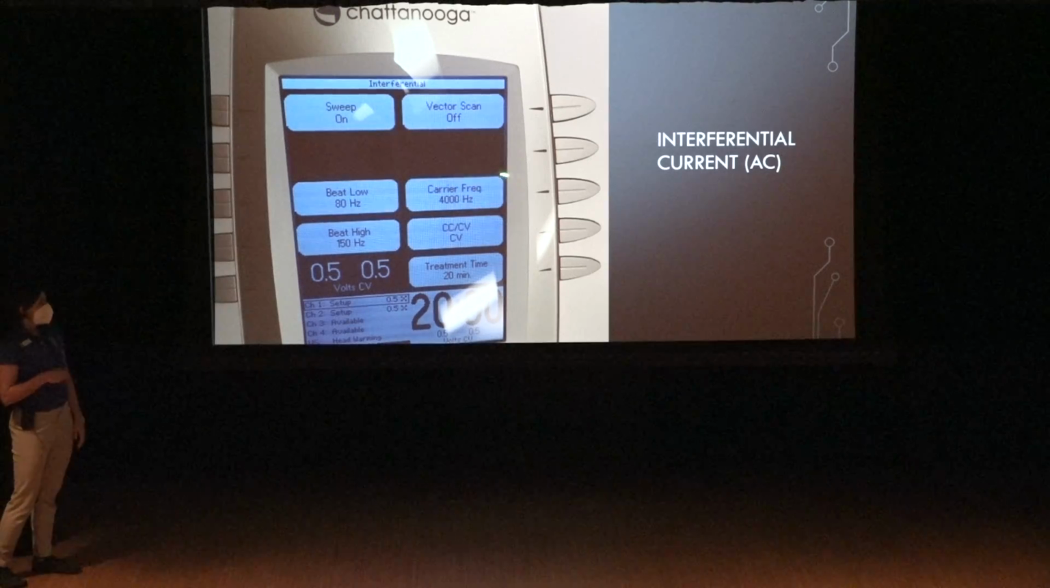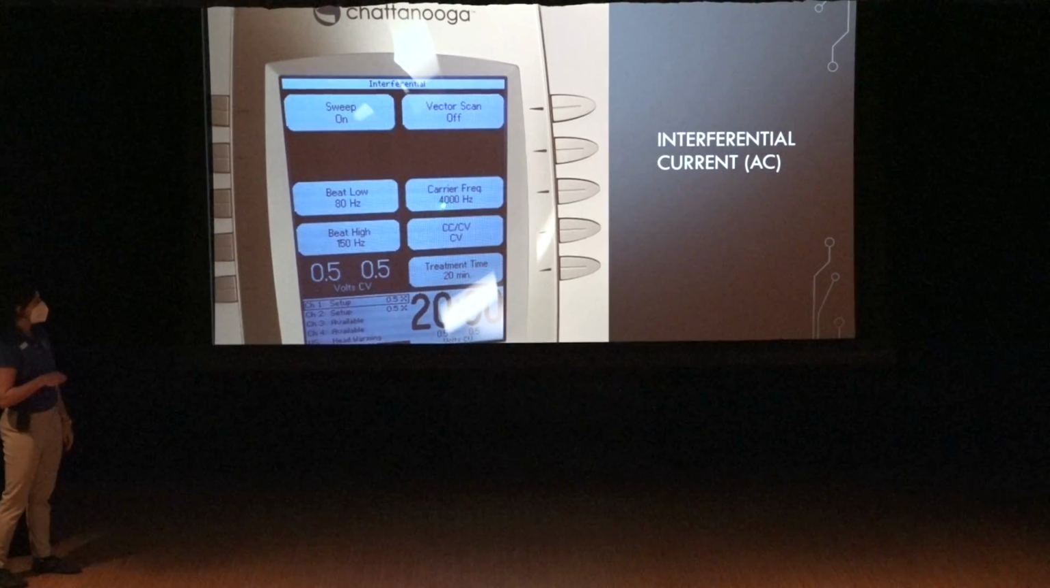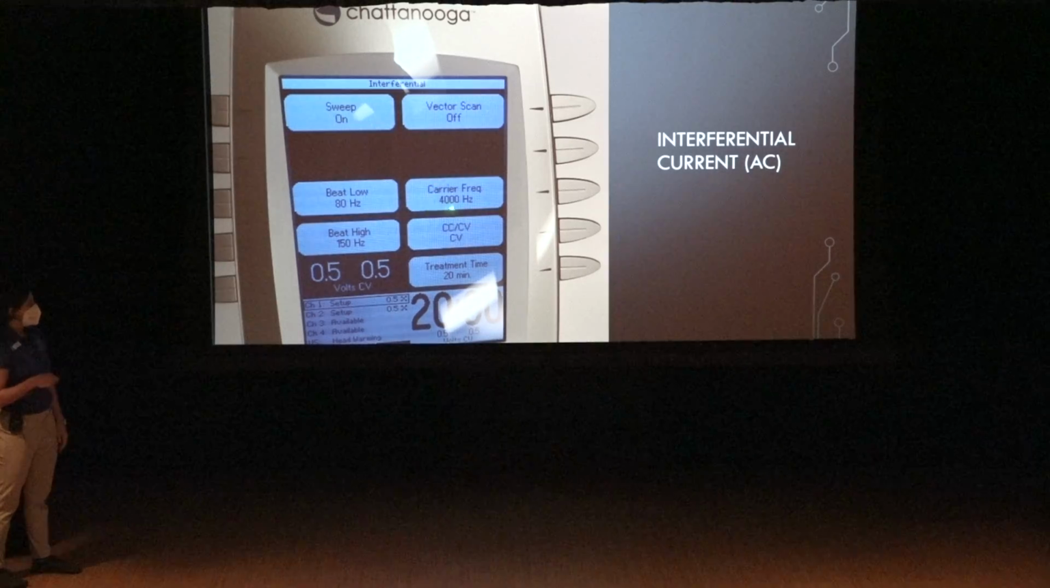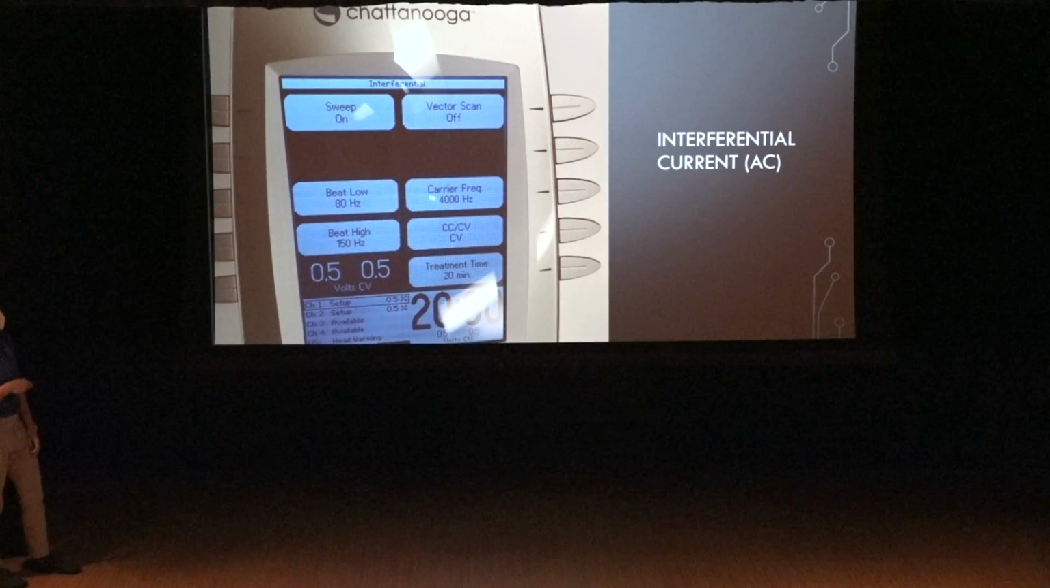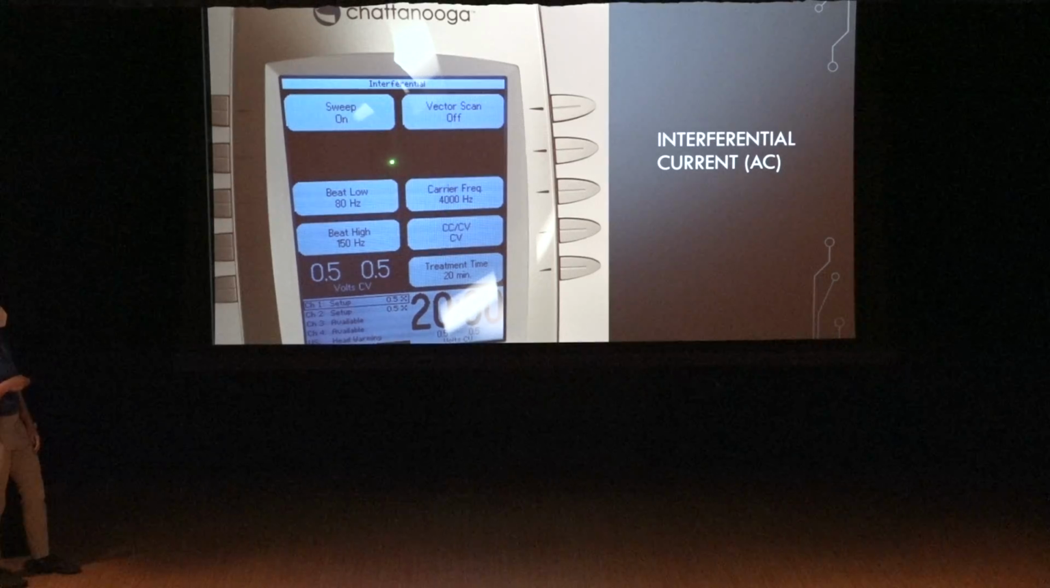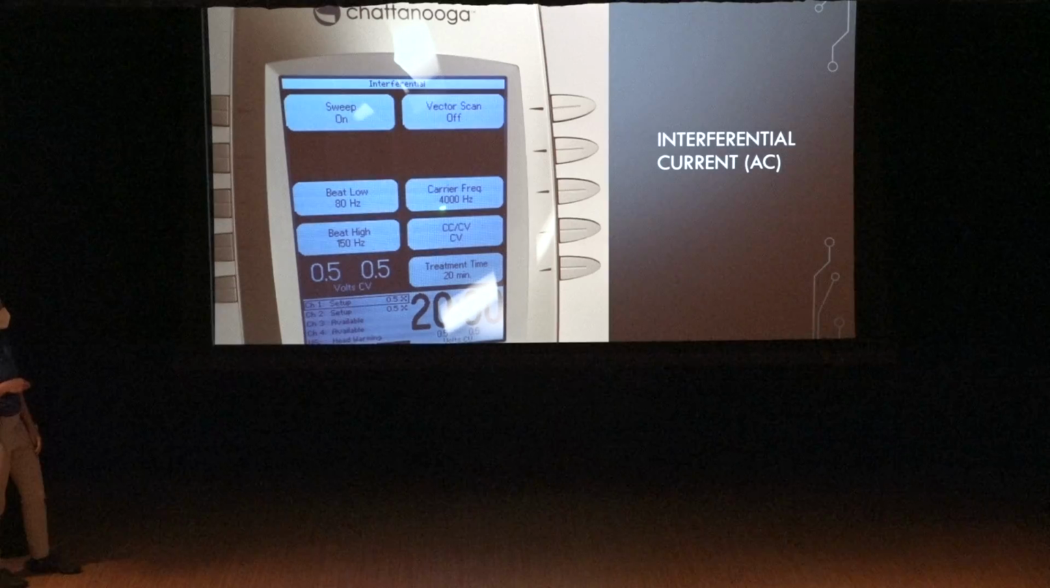It's generated by the machine, okay? And this is actually a medium frequency. A low frequency would be 1,000 hertz, and a high carrier frequency would be 1,000,000 hertz. So Russian and interferential, they're all medium frequencies.